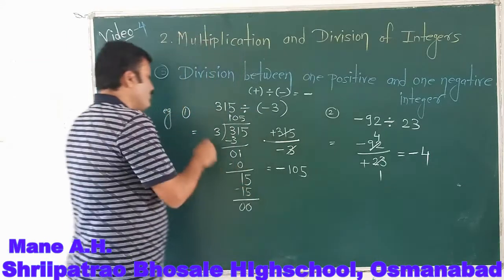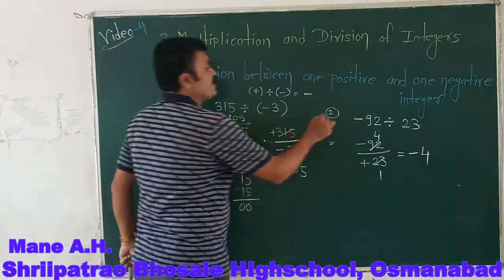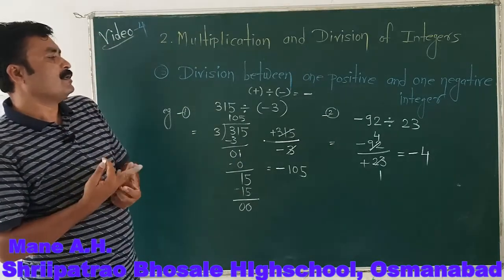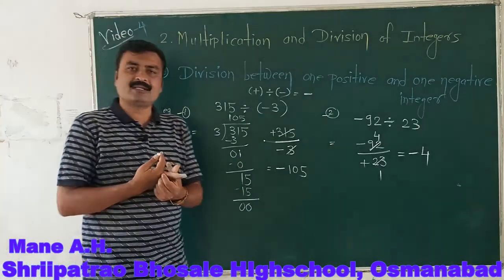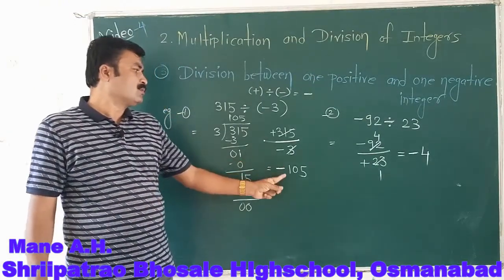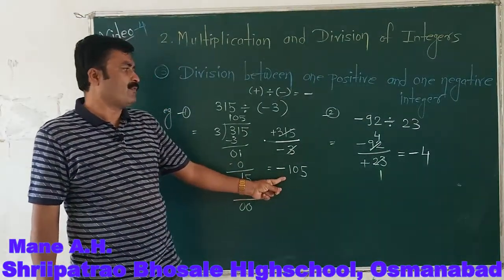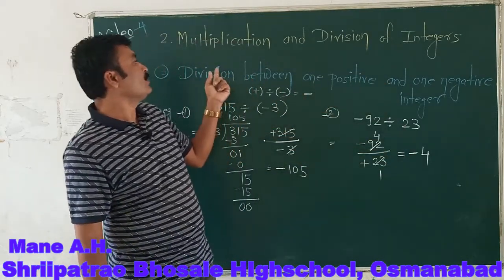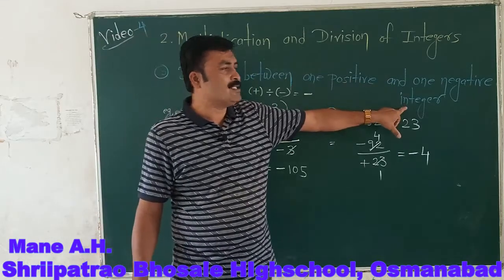Now if we observe both respective examples here, first and second, in both examples the quotient we get, that means the division we get in a complete format. That means both quotients, minus 105 and minus 4, we can include into the group of integers here.